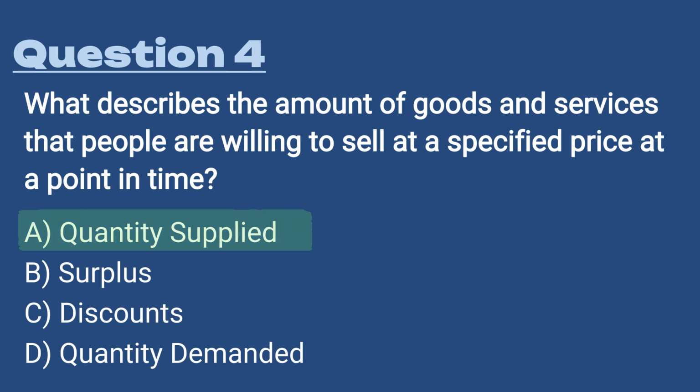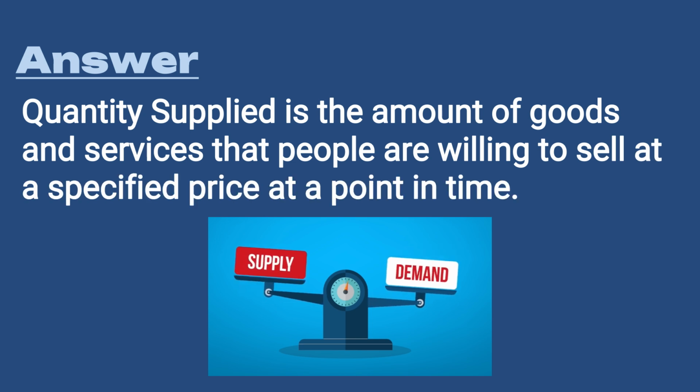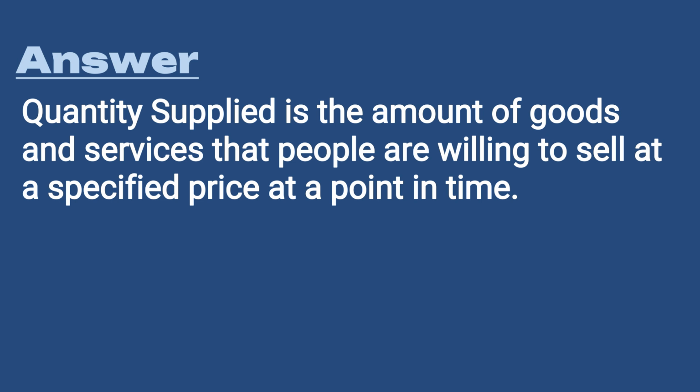The answer is A, quantity supplied. Quantity supplied is the amount of goods and services that people are willing to sell at a specified price at a point in time. In other words, this is what suppliers are bringing to the marketplace.